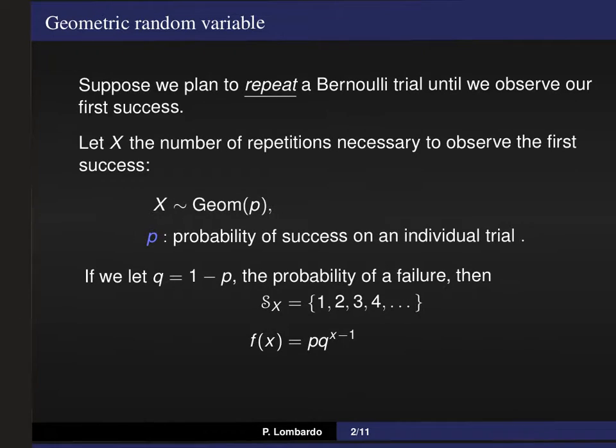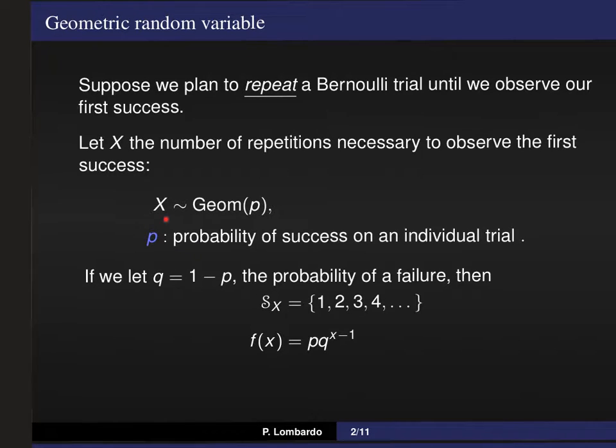first success. I should say that some sources will define the geometric random variable as the number of failures required to observe the first success, and it's very straightforward to move from our definition, which involves the number of repetitions necessary, to the other definition, and I put a little bit of that into the reading.